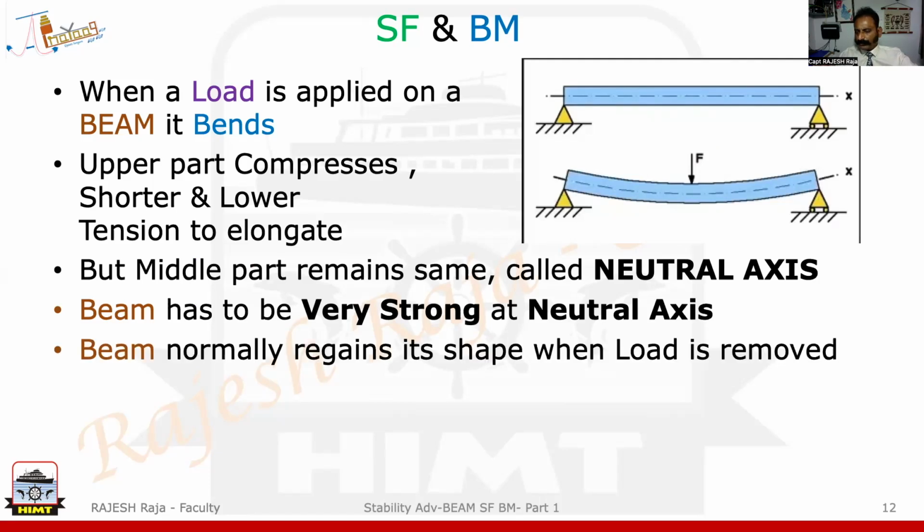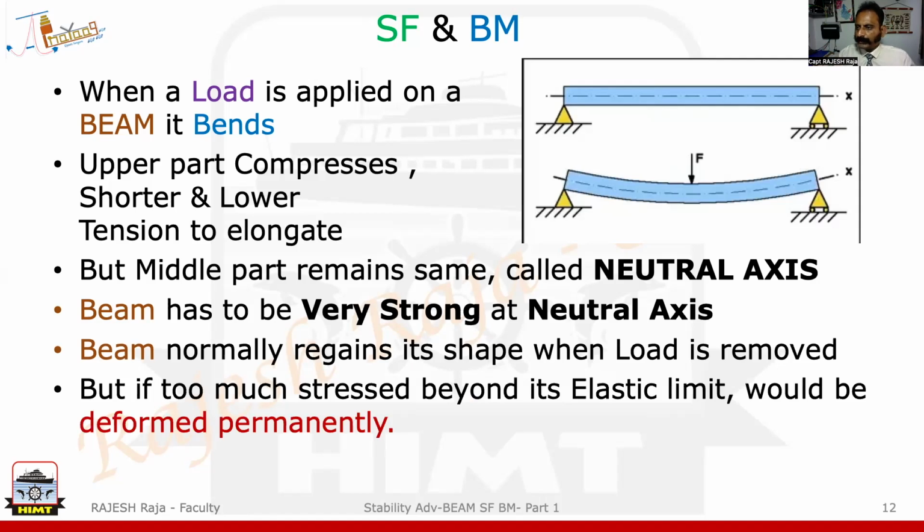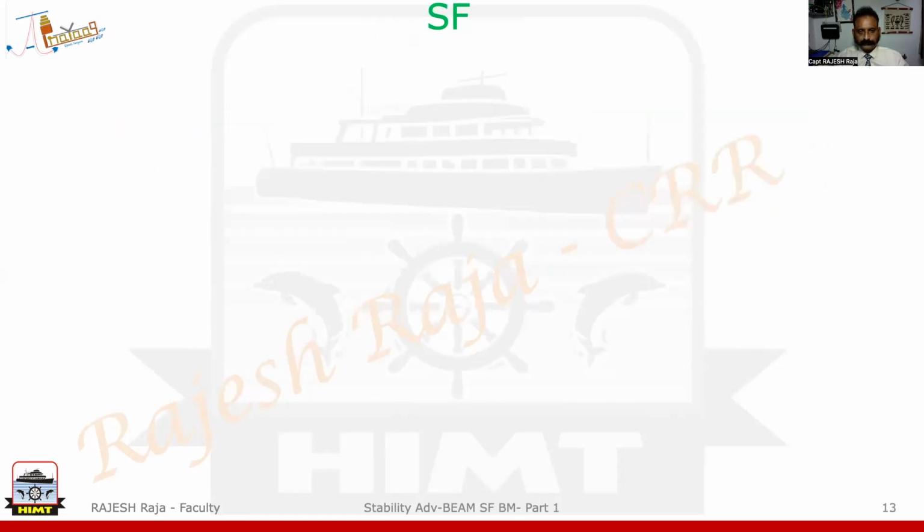Now, a beam normally, when you take off the load, will regain its shape, will come back to its original shape. But if you go beyond its elastic limit, you should realize that there could be a permanent deformation. That means it cannot come back. There's something again, elasticity, from your subject in physics, what we have learned in the schools also.